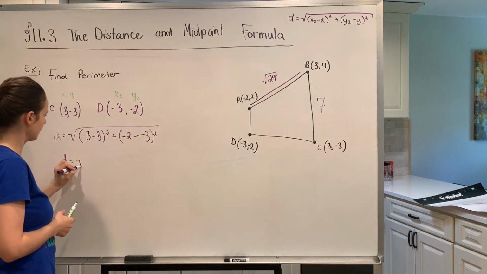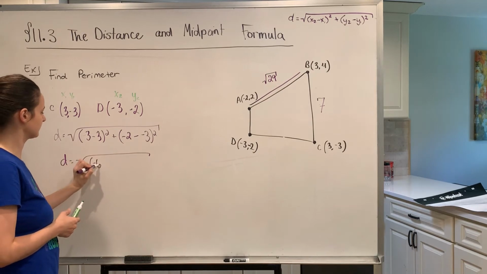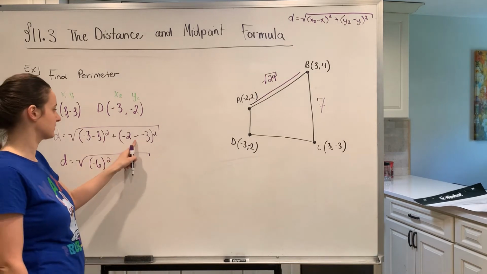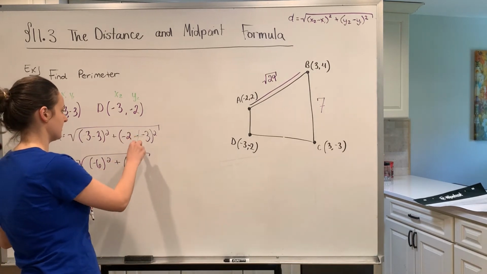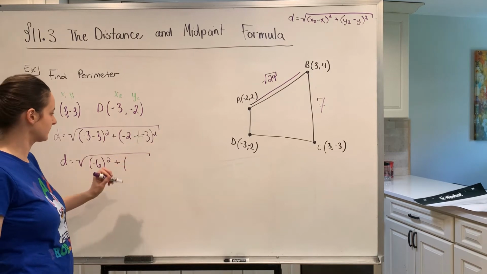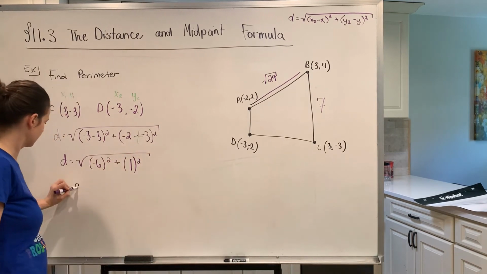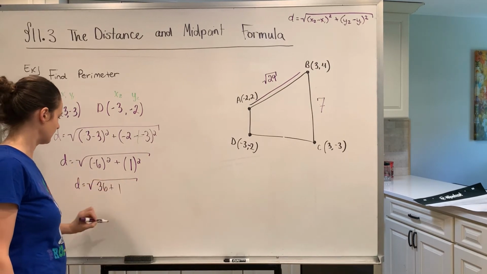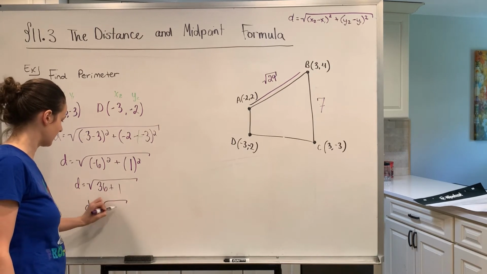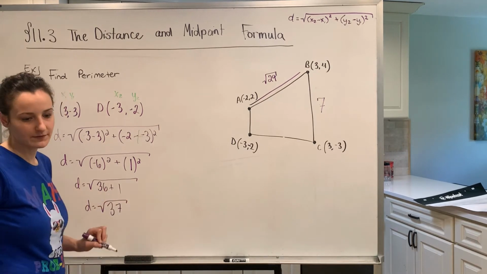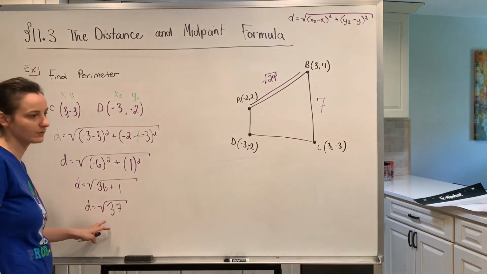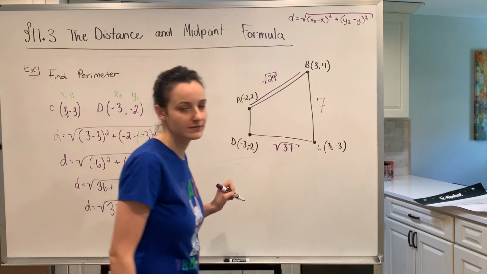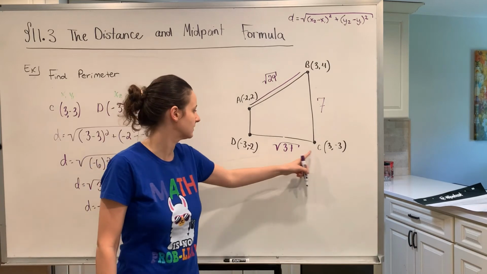Okay. Evaluate your parentheses. Negative 3 minus 3 is negative 6 squared, plus negative 2 minus negative 3. Remember, we're going to add here. Two negatives make a positive. If it helps you out, make a big old plus sign. Negative 2 plus 3 is equal to 1 squared. Okay. Evaluate those exponents. Negative 6 squared is 36, plus 1. And now you're going to have the square root of 37. Again, this is not a perfect square, so I just want to leave this in my square root format. Bring it over here, plug it into my chart, and I have the value of the square root of 37 is the distance from C to D.